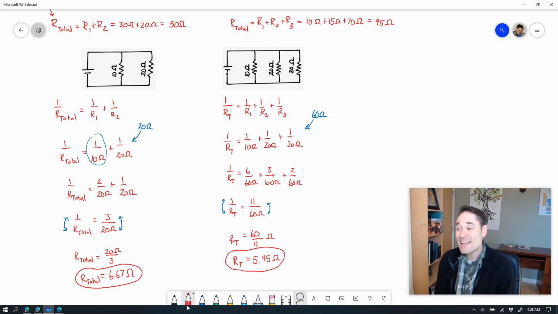So I've got it. That is a lot more work than what I did for the ones in series. So finding the resistance in series is a lot easier than finding the resistance in parallel, right?